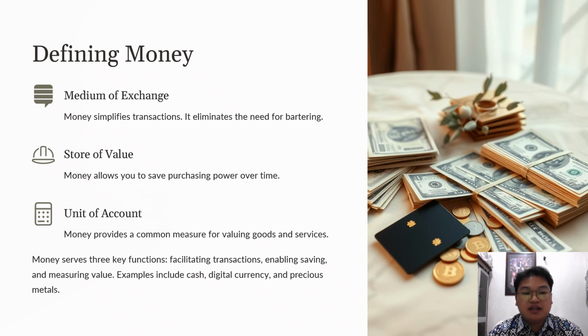Defining money. Medium of exchange: money simplifies transaction. It eliminates the need for bartering. Store of value: money allows you to save purchasing power over time. Unit of account: money provides a common measure for valuing goods and services. Money serves three key functions: facilitating transaction, enabling saving, and measuring value. Examples include cash, digital currency, and precious metals.